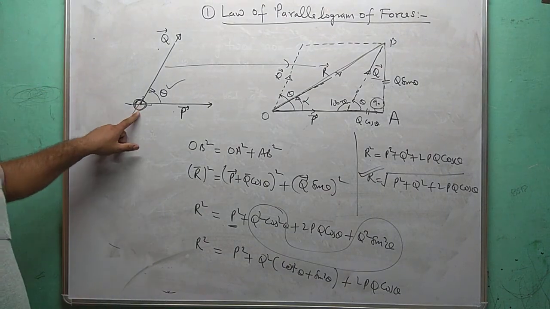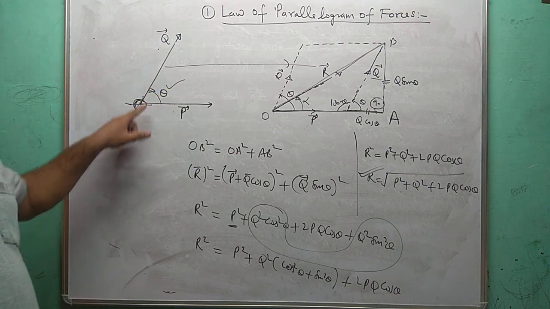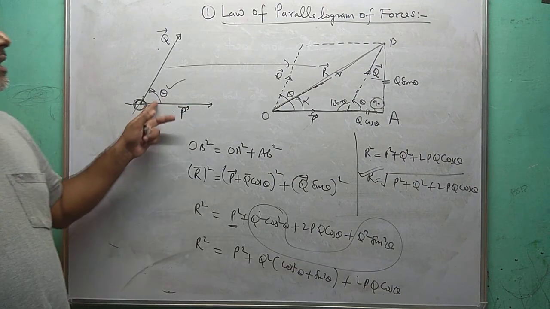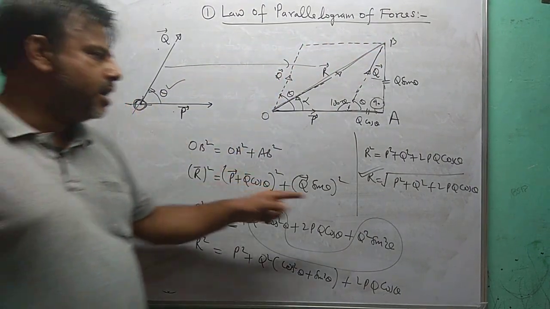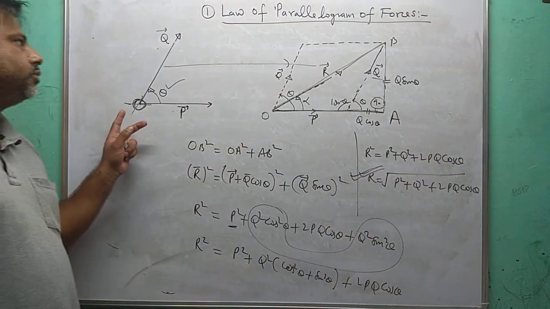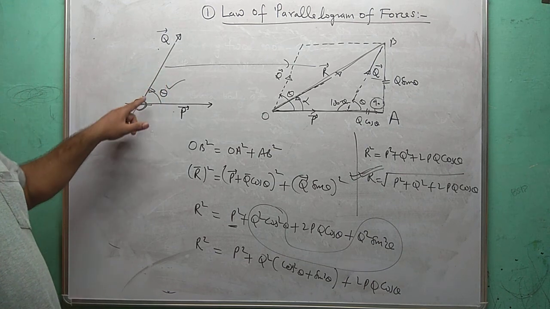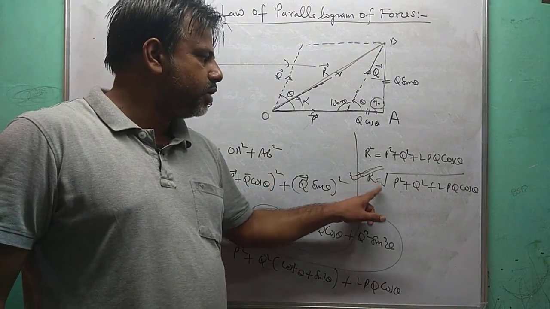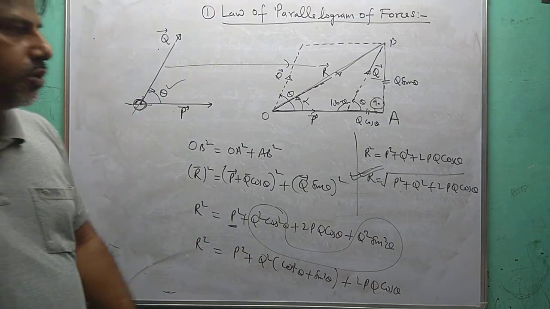If two non-collinear concurrent forces act on an object or body, then directly you may apply the parallelogram law to find out the resultant of these two forces. So directly you may write this formula to find out the resultant of two forces. If two forces are non-collinear and concurrent and both are acting at an angle theta on the object, this formula you may use directly. R is equal to the square root of P square plus Q square plus 2PQ cos theta.